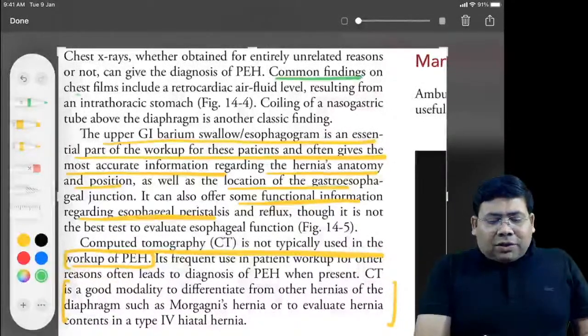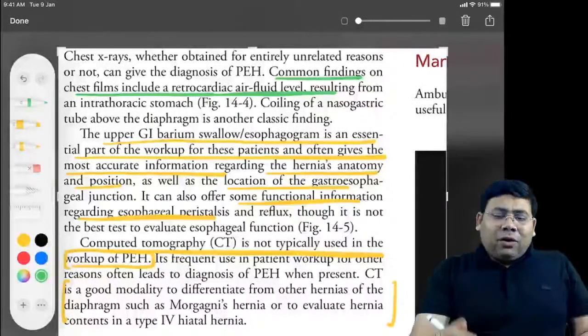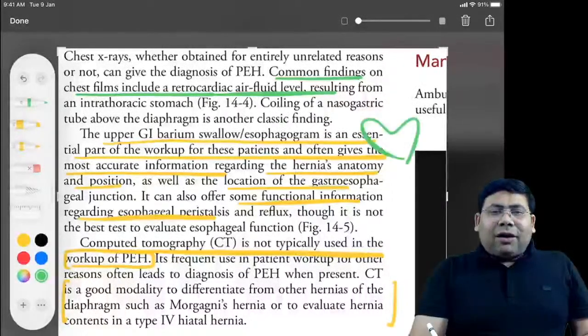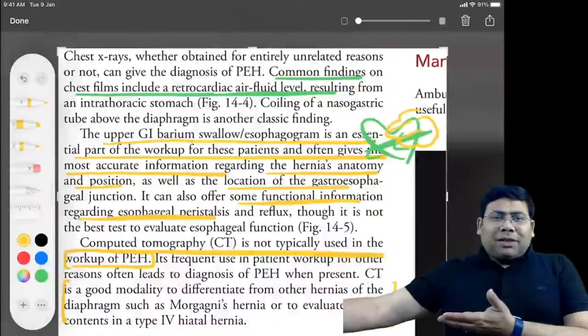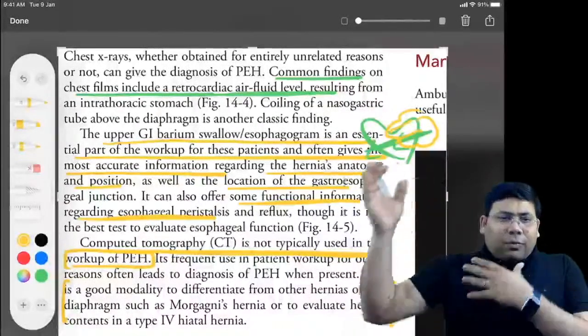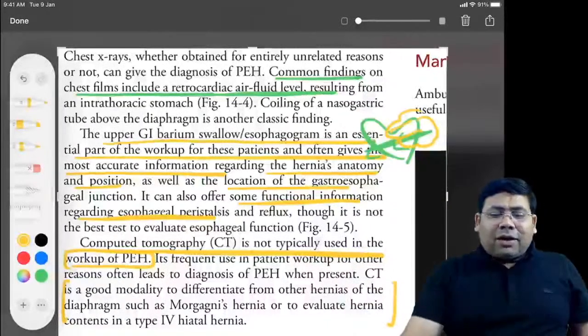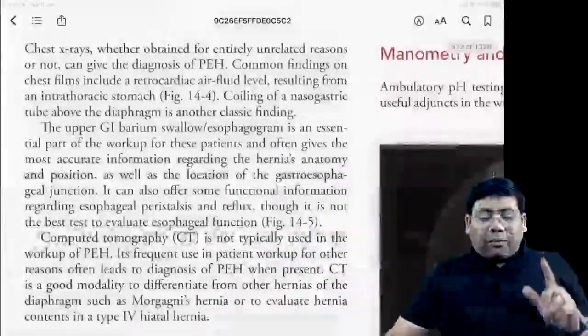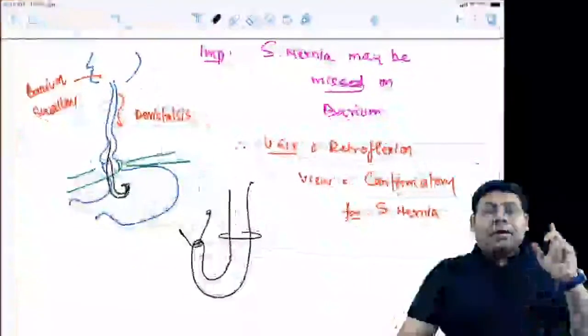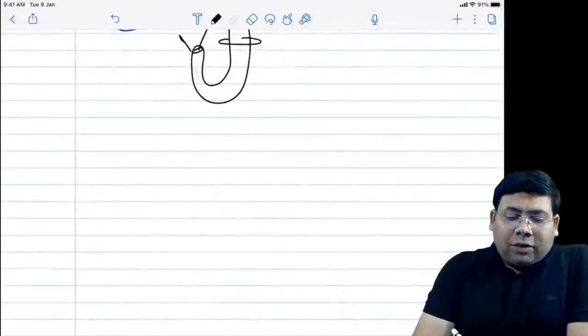Common findings on chest film include, if you go for a chest x-ray, you get to see a retrocardiac air fluid shadow. So this is the heart, and since the stomach is behind that, the heart is in the middle mediastinum and the esophagus is in the posterior mediastinum. If anything herniates, it will herniate into the posterior mediastinum. So retrocardiac air fluid level and coiling of Ryle's tube, if you attempt to insert it, in the mediastinum.